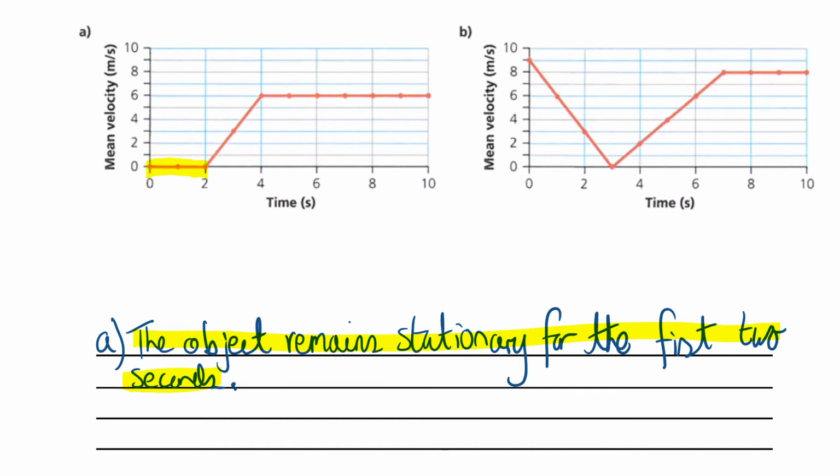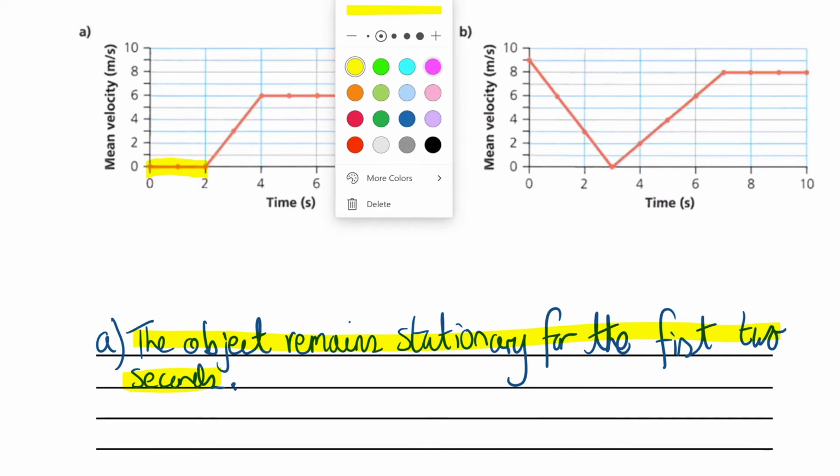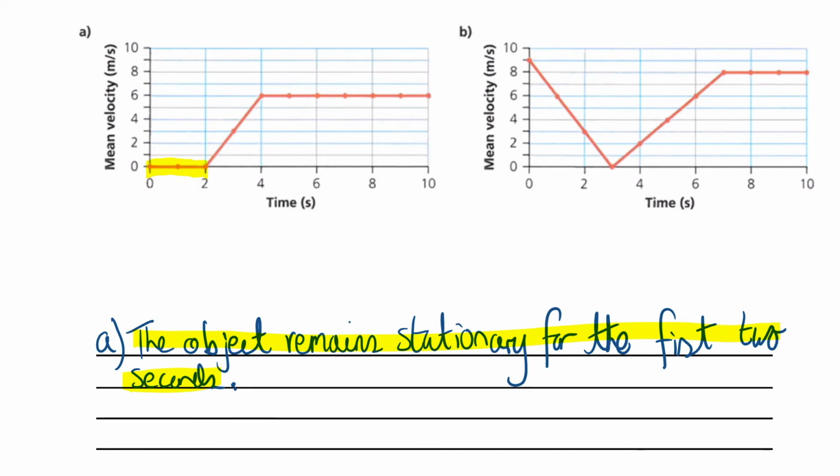I'm then going to talk about the second part of the graph. I'll just put that in a different colour. You don't need to do that. This is just me trying to help explain to help you learn. You can see it's going from 0 meters per second to 6 meters per second, so it's accelerating. So I can say the object accelerates.